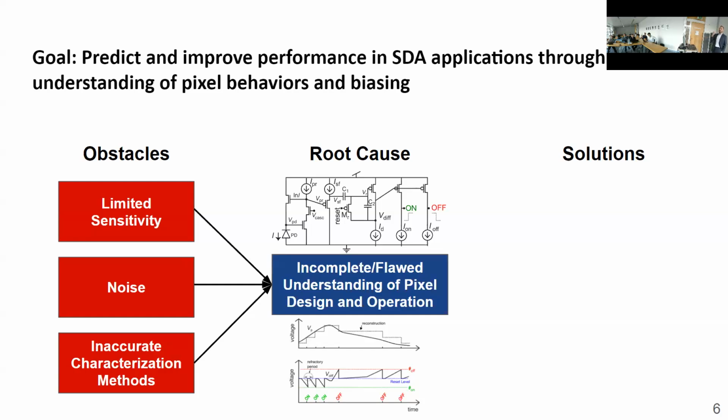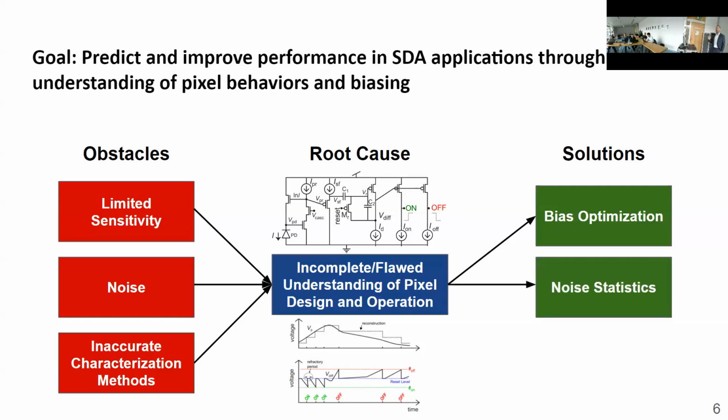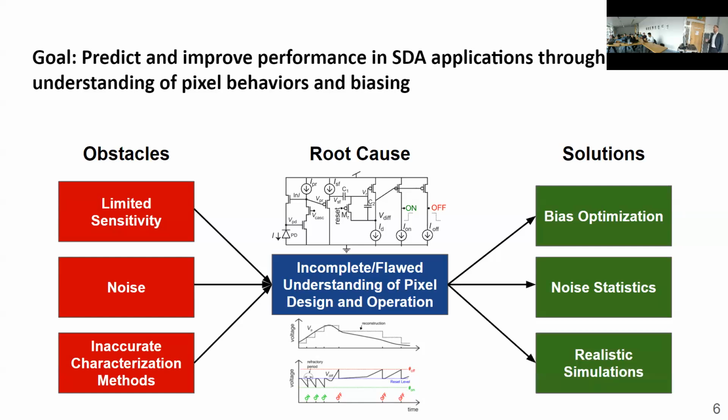I identified that all of these obstacles come down to the root cause of what I believe to be an incomplete or flawed understanding of the fundamental design and operation of the pixel itself. And I identified 3 solutions based on a deeper understanding of the pixel. First is optimizing the biases, or sensor settings, which we're able to tune through the user interface. Second is looking at the noise statistics to see how noise propagates throughout the pixel and if there's anything we can do to better manage the noise. And finally, we applied some realistic simulations to analyze the accuracy of characterization methods and figure out where we were going wrong before.